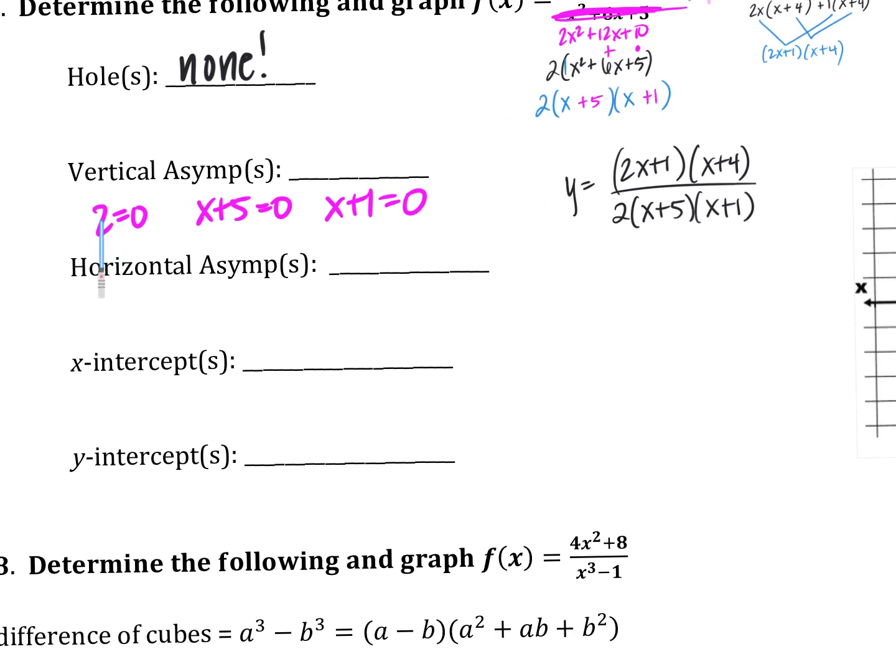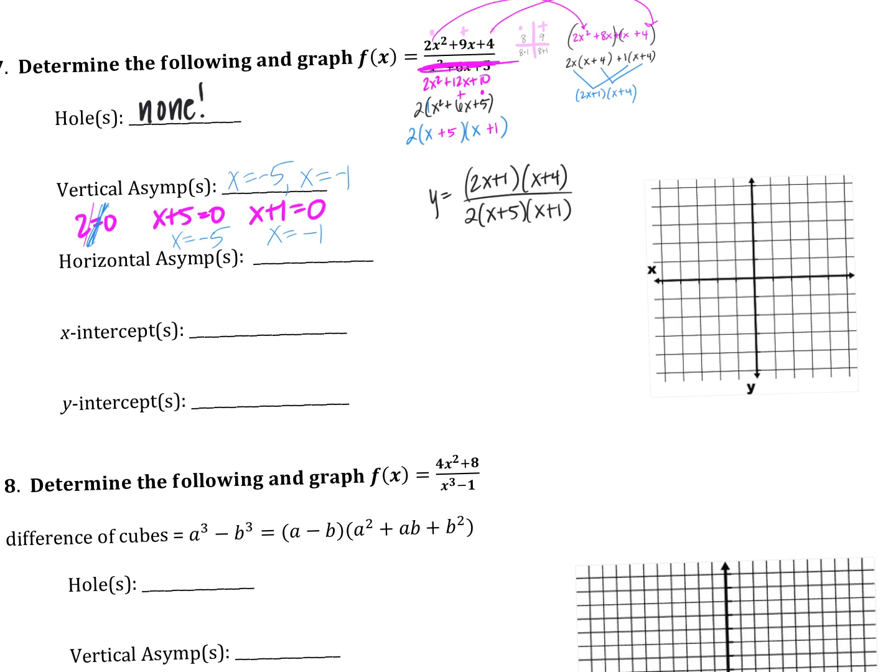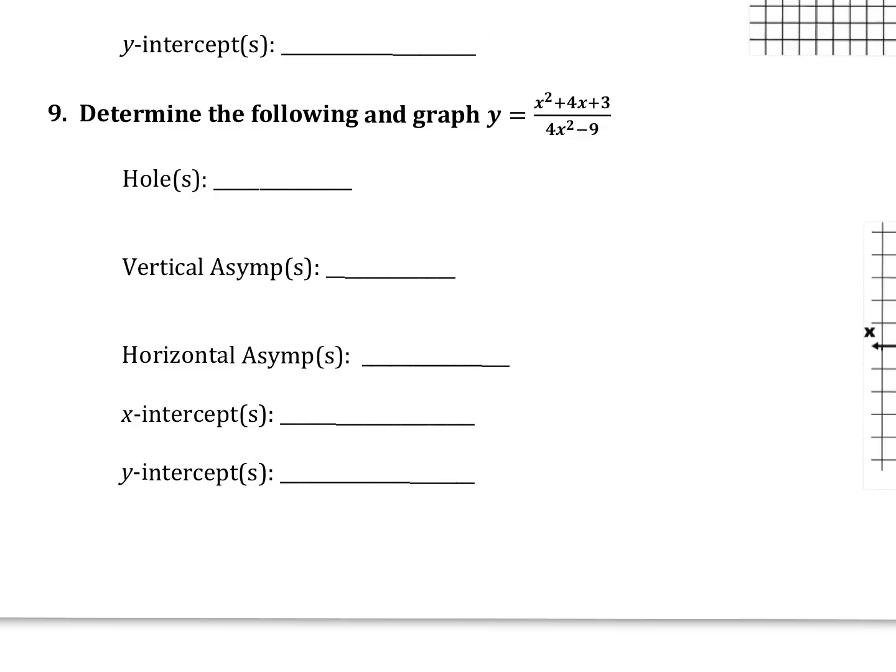When does 2 equal 0? Never. We do not have to worry about 2 being a vertical asymptote. That's not a true statement. 2 doesn't equal 0. It's out. When does x plus 5 equal 0? Negative 5 is 1 vertical asymptote and negative 1. So we have 2 vertical asymptotes. This 2 just was chilling. I'm going to go to my graph, and I'm going to graph when x is negative 5, a little vertical asymptote, and when x was negative 1, a vertical asymptote, and we had no hole.